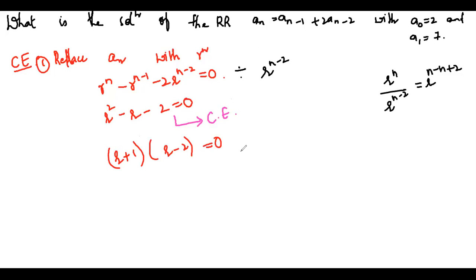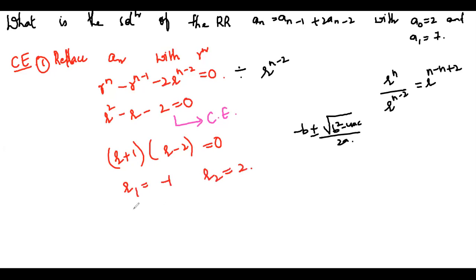Okay. So you can even use the formula, which is minus b plus or minus the square root of b squared minus 4ac, by 2a. Either this formula, or you can directly factorize it. Now, what are the values of r1 and r2? The values of r1 and r2 are as follows: r1 will be equal to minus 1 and r2 will be equal to 2.